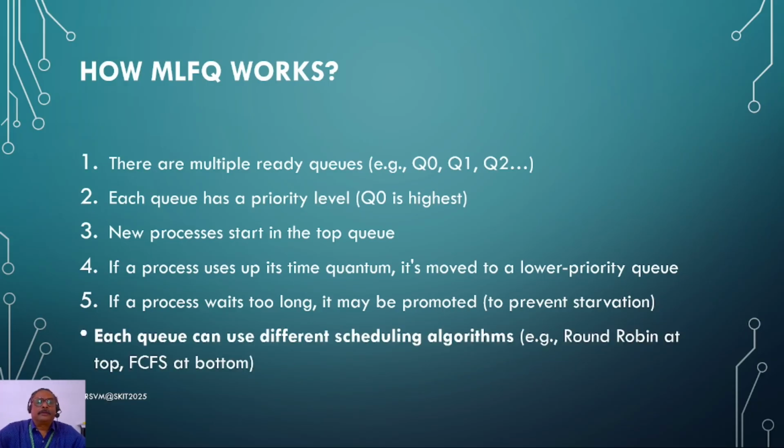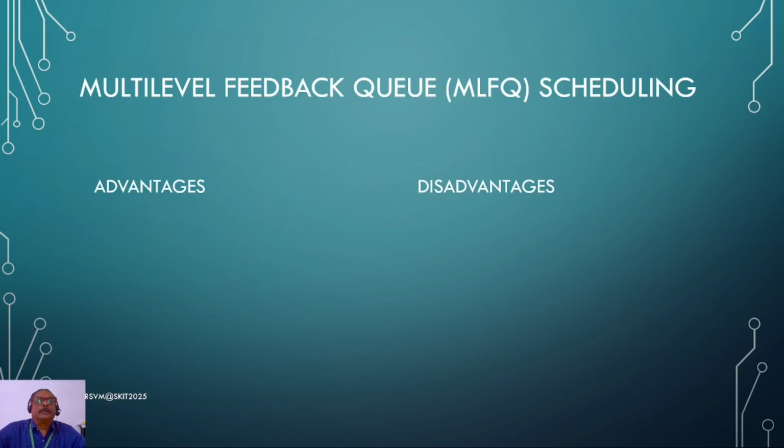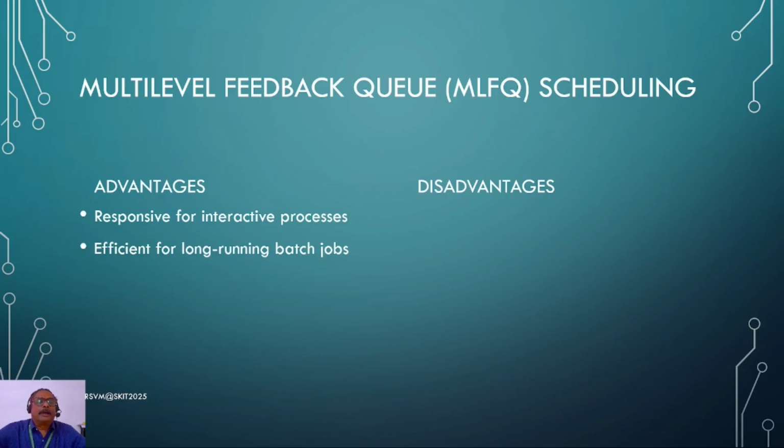Each queue can use a different scheduling algorithm; for example, some queue may use round robin at the top and first come first serve at the bottom queues. Looking at the advantages and disadvantages of this type of scheduling algorithm: it's very good for responsive interactive processes. Interactive processes get a high priority, so they get into the higher queue and respond immediately. It is also efficient for long running batch jobs, because they are put at the lower end.